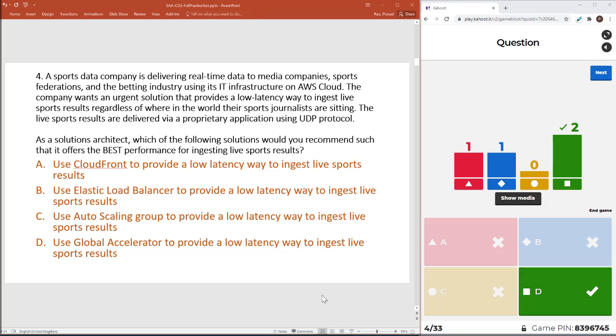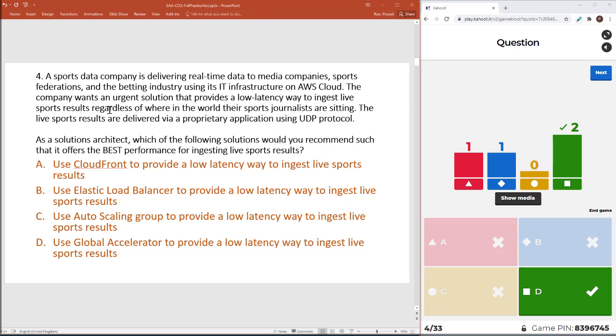So what exactly is the question asking? The question is asking that the company wants an urgent solution that provides a low latency way to ingest live sports results. When I say ingest, it means they want to upload it. So they want a way to upload the data quickly.